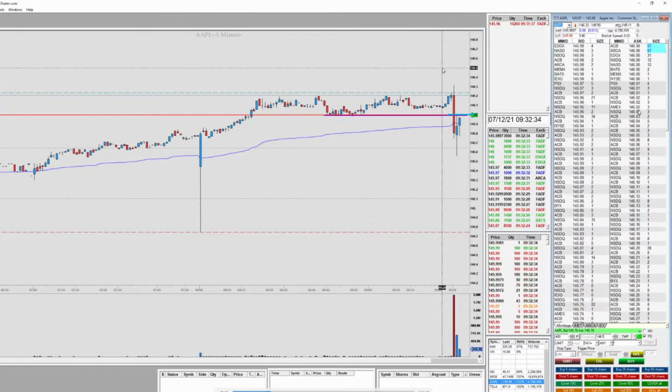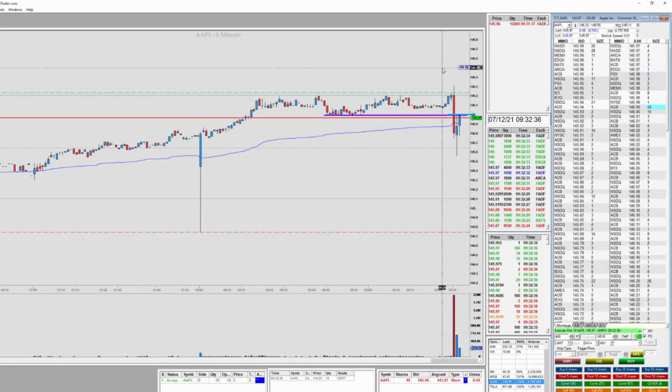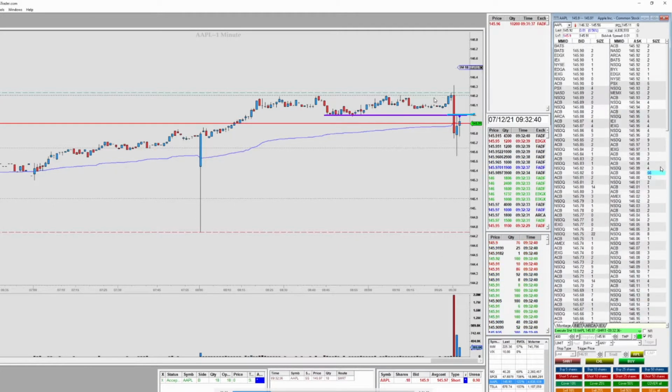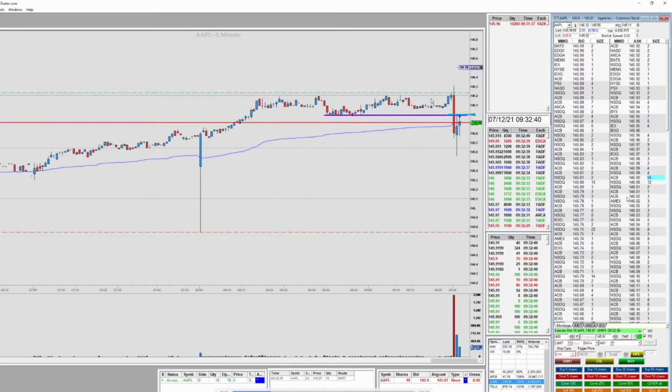And it gets hit, right? It's just about to get hit. Okay, so it didn't fully get hit. So I looked at that as also a short signal.